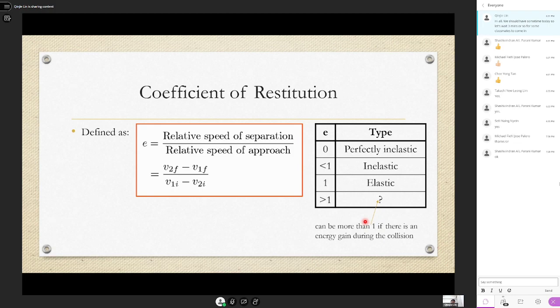A grenade also works the same way. You throw a grenade, then after that, an explosion happens. That's why the ball bearings inside, there are many bearings inside, start to move away from each other so fast, because energy is released to increase their mechanical energy. So it's possible to be more than one.